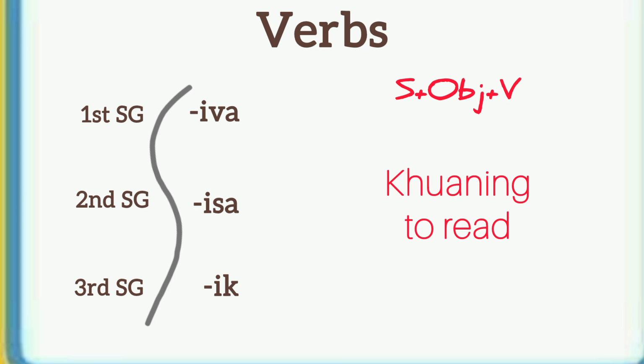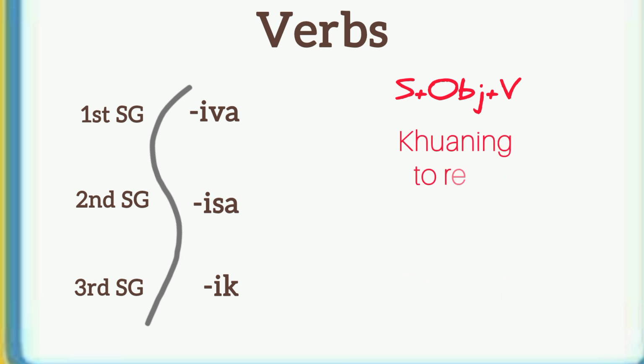Khwaning means to read. When we create sentences from this verb, we have to drop the ending ing from this infinitive form and add the ending according to the subject. If we are discussing the first person, we will drop ing and add iva, so from khwaning to khwaneva, which means I read. As we have discussed, the sentence structure in Brahui is subject, object and verb.